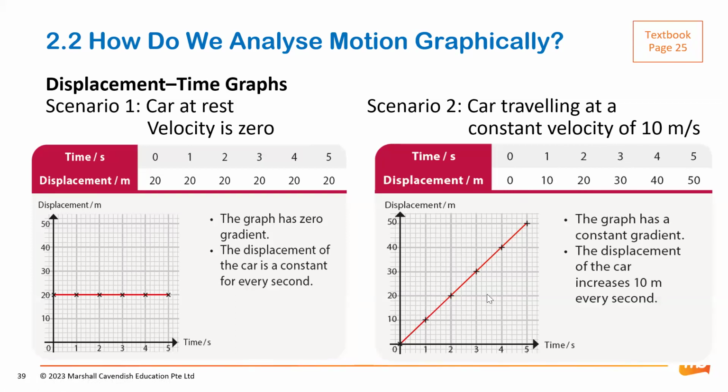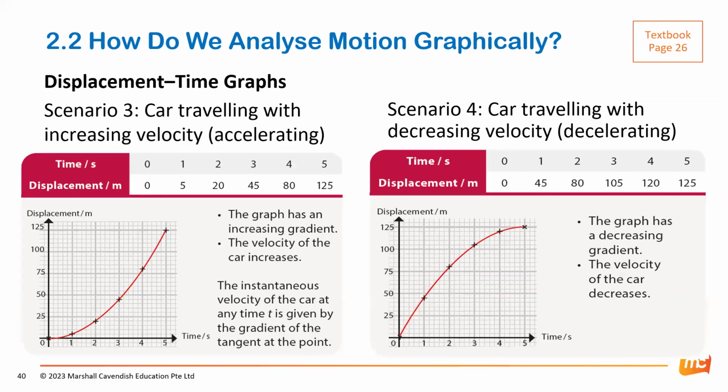So I will have a straight line graph, because a straight line graph will give me a constant gradient. The gradient at 1 second is the same as the gradient at 2 seconds, is the same as the gradient at 5 seconds. The steepness of the slope is the same throughout everywhere on a straight line. So once you see the word constant, most probably you get a straight line graph.